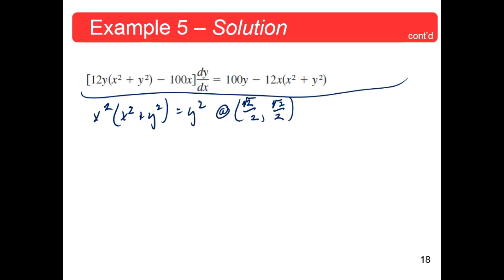Time out again. I like to make sure that point is on the curve before starting. Otherwise, you're going to waste your time. So if x is root 2 over 2, what is x squared? Root 2 over 2 squared. Square root 2 you get 2, and you've got to square the 2 also, so 4. And what's that? 1/2. So this is 1/2.